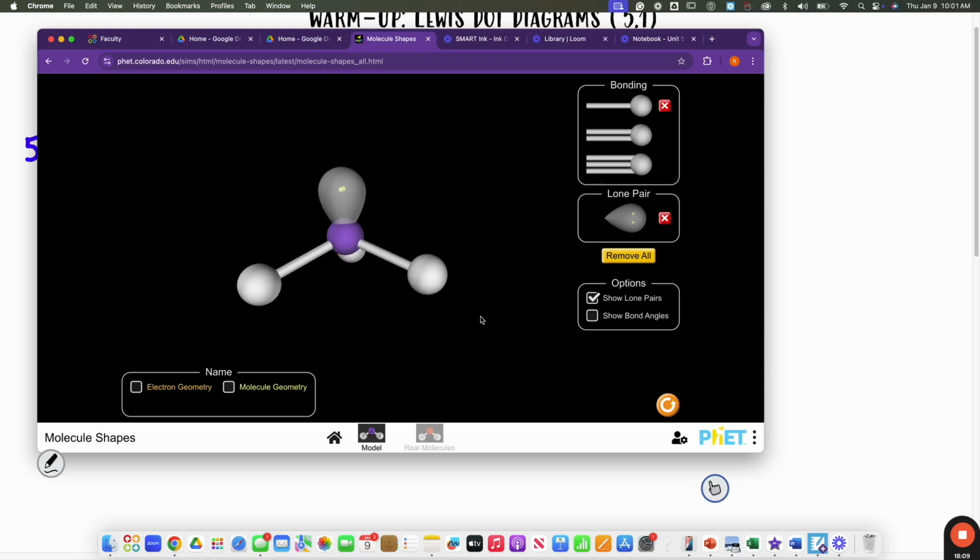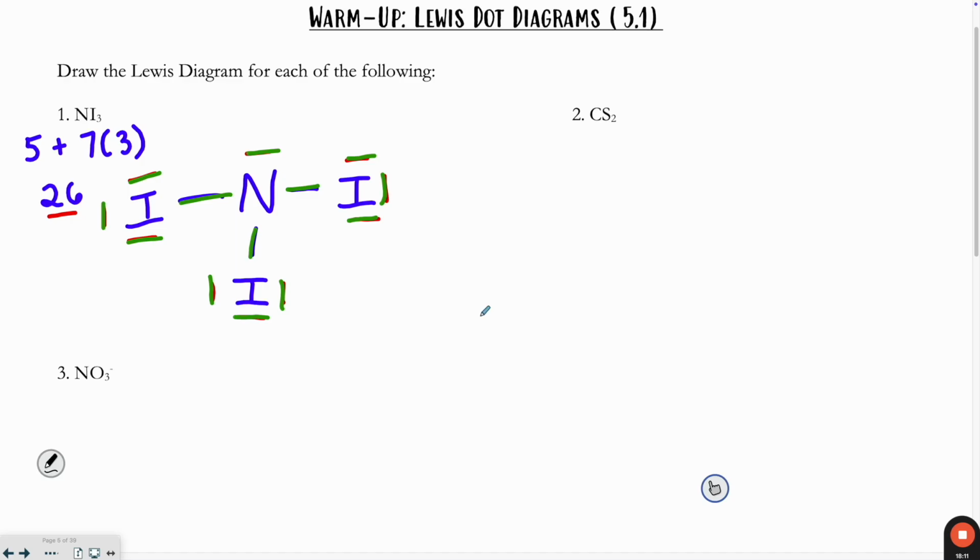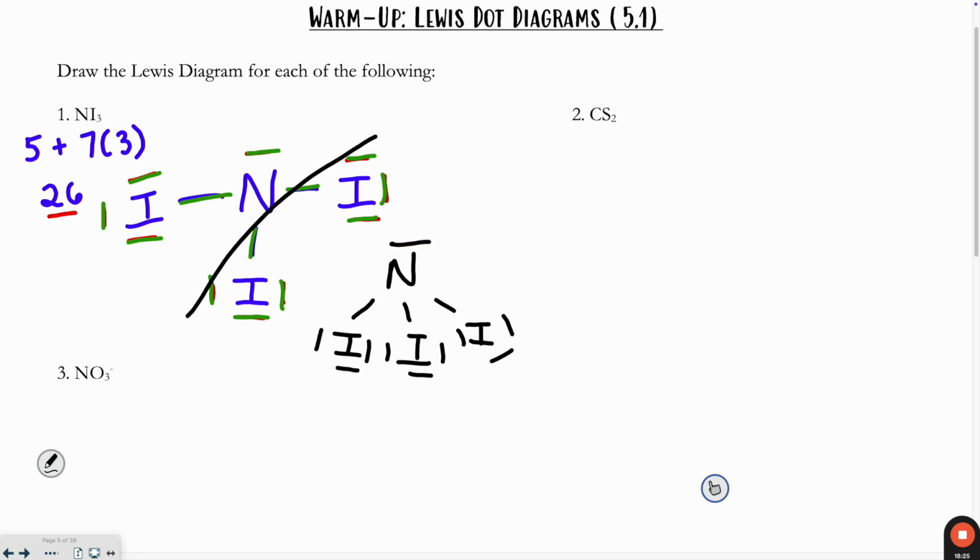So instead of the T that I drew, it should have looked like this. And you'll get to the point in practice where you know what it's going to look like in advance. So it does not look like that. Okay, so that's the first one, CS2.